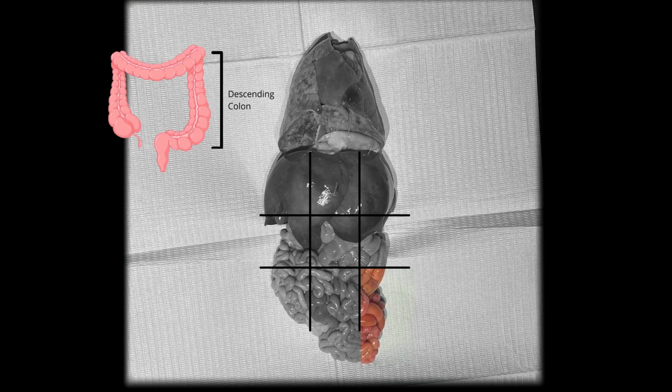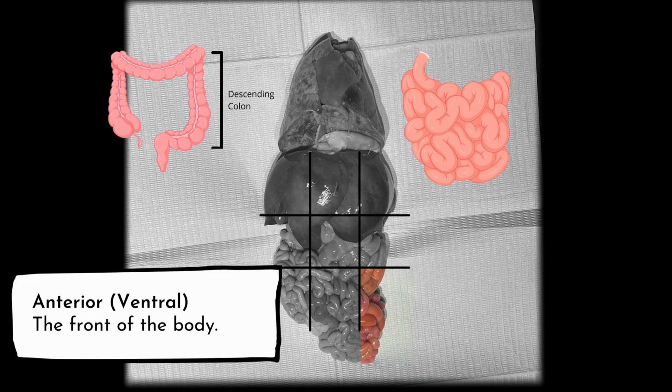Last but not the least, the left iliac region. In this region, the organs that you can find here are the descending colon and a small portion of the small intestine. A good example using a directional term is the descending colon is anterior to the spleen.